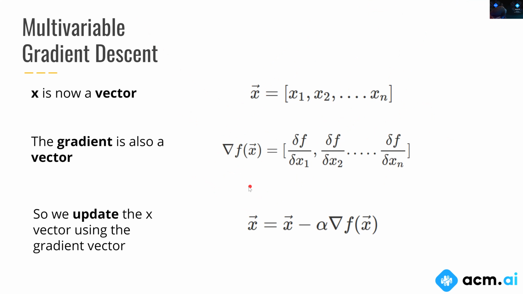What is the difference between the x vector and the gradient vector? So the x refers to all the inputs into our function. Maybe a simple example would be x, y, z. Those are the three input variables. And the gradient is the partial derivative with respect to each of those variables. So partial x, partial y, partial z.